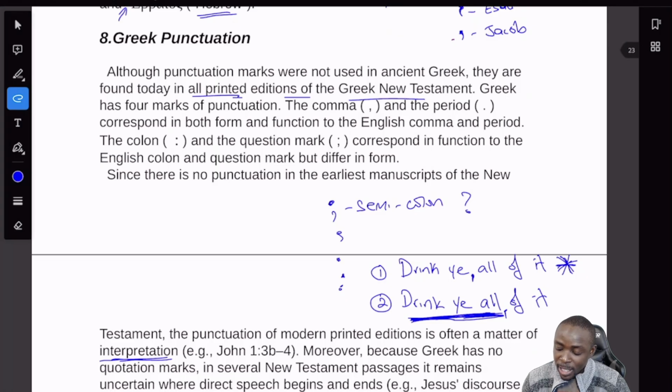But if it was just a matter of drinking, then you don't have to drink from the same cup. You know, it's the drinking, it's not the cup, right? Anyhow, punctuation makes a lot of difference, all right? So just keep that in mind.